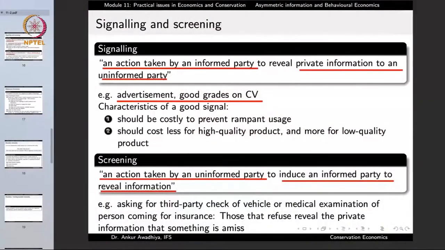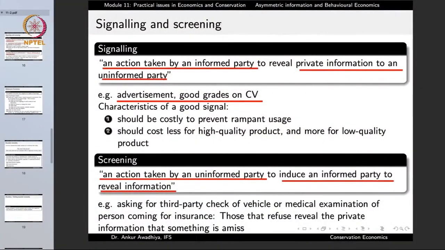Now, if somebody is healthy, then this person would not have any hesitation to go for a medical examination. But if the person has an underlying disease that he or she is trying to hide, then when the insurance company says that you should go for a medical examination, this person would say, no, why should I go for that? Don't you see that I am a healthy person? Now, if somebody tries to say that, no, I do not want to go for a third party examination or a medical examination, then this party is giving out information. Because if everything was right, then why would this party want to avoid the examination? And so this becomes a form of screening.